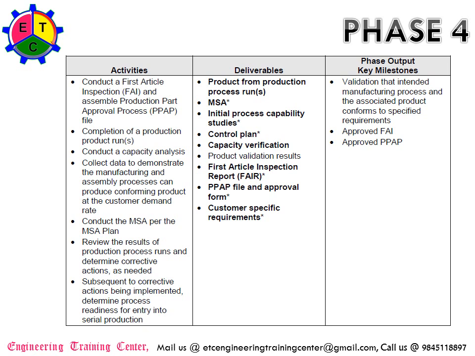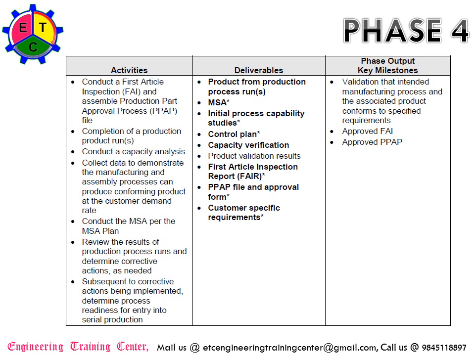So major deliverables from this phase would be product from the production process runs, MSA, then the initial process capability studies, Cpks, and then you have a control plan, capacity verification, whether we are able to produce as per the customer demand rate, and then the product validation results, first article inspection reports, PPAP file approval form, customer specific requirements. All these will be deliverables during phase 4.